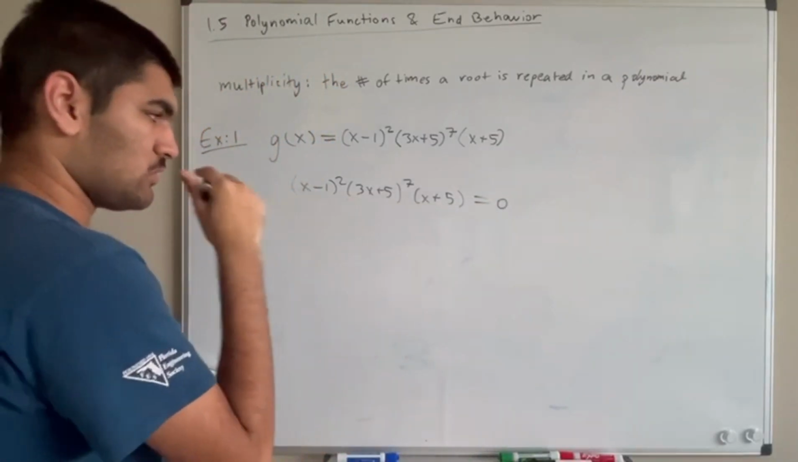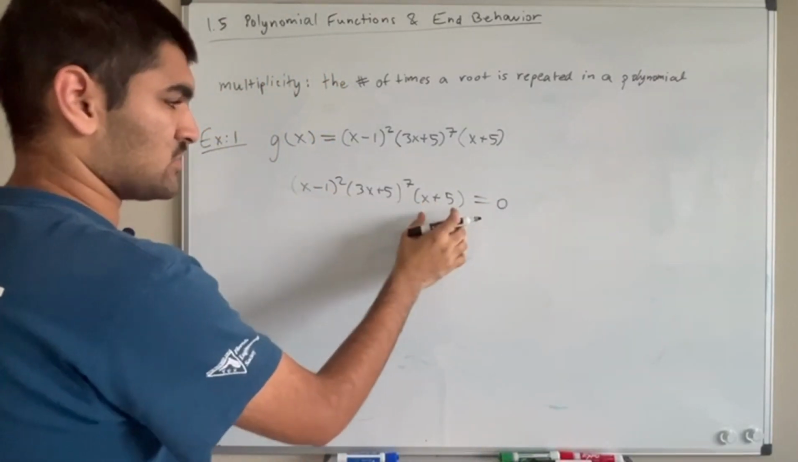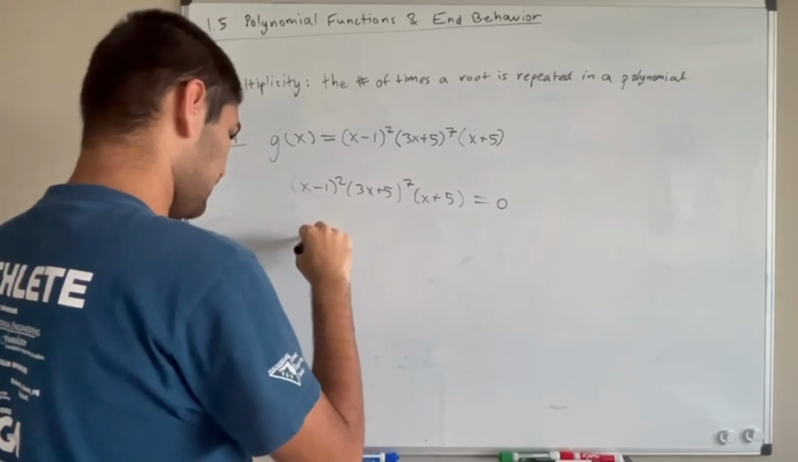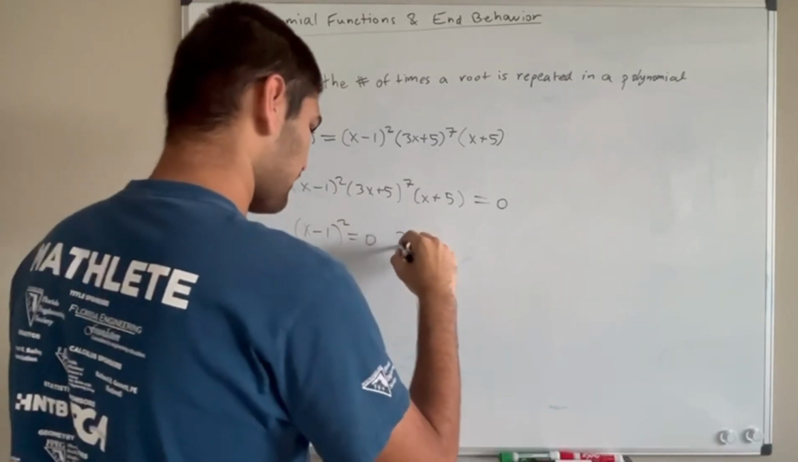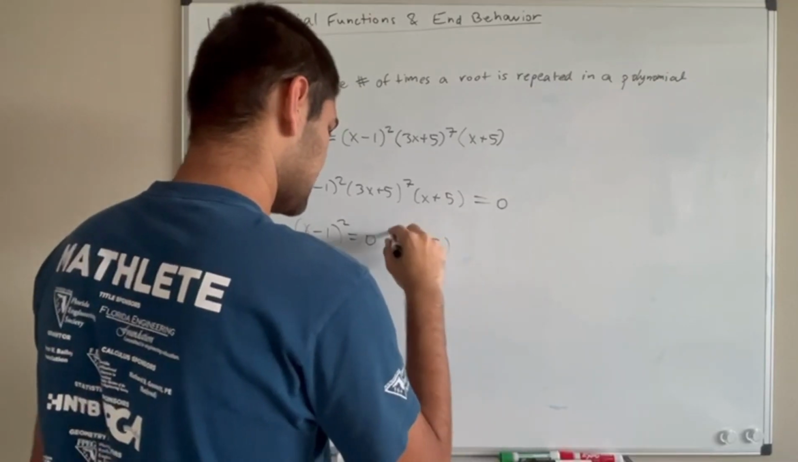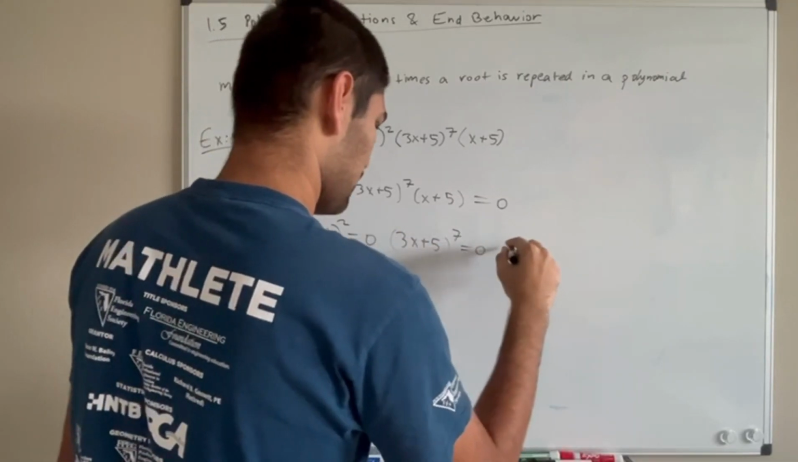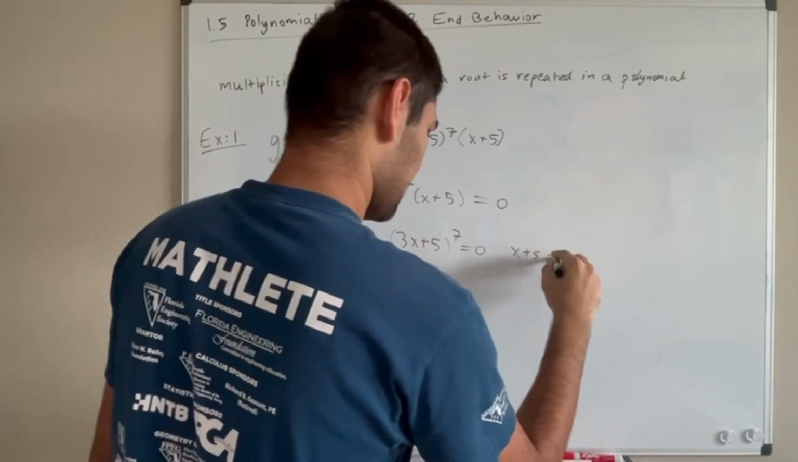So this is possible if any of these factors is equal to 0. So for example, we could have (x minus 1) squared is equal to 0. We could have (3x plus 5) to the 7th is equal to 0. Or we could have x plus 5 is equal to 0.